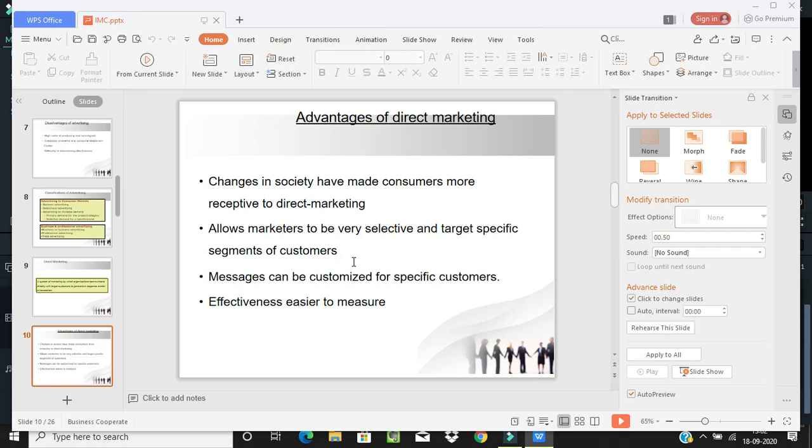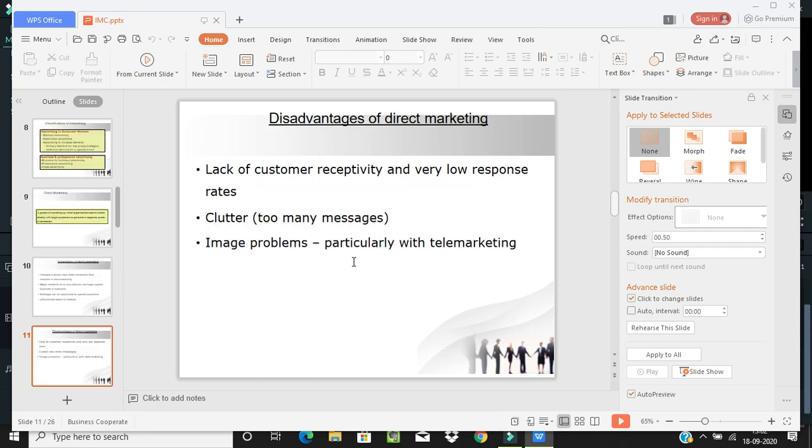Now, what is the importance or advantages of direct marketing? You can see on the screen, changes in the society have made consumers more receptive to direct marketing, allows marketers to be very selective and target specific segments of customers. Message can be customized for specific customers. Effectiveness easier to measure. What are the disadvantages of direct marketing?